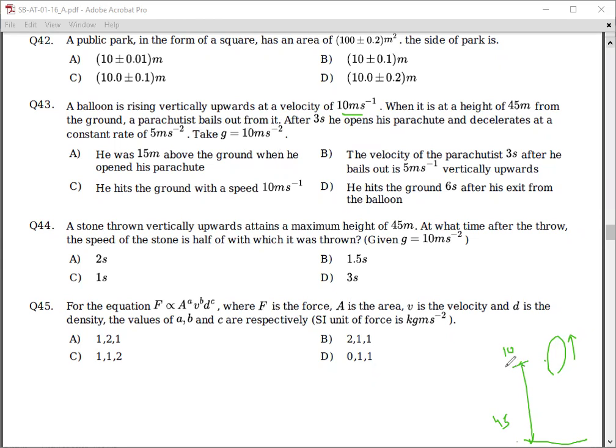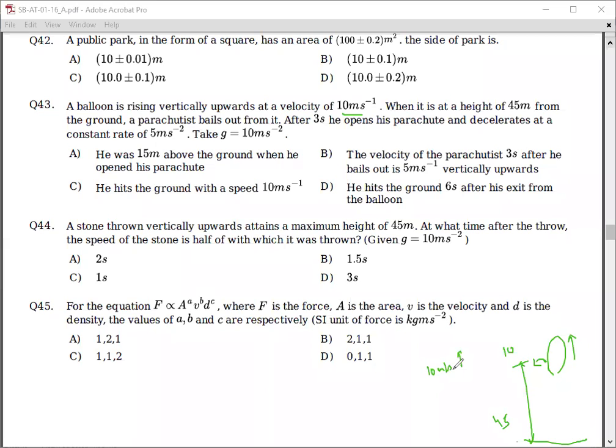So tell me, if someone jumps out of the balloon, what will be his initial velocity? That is the first concept. Exactly, correct. 10 meters per second, in the upward direction.